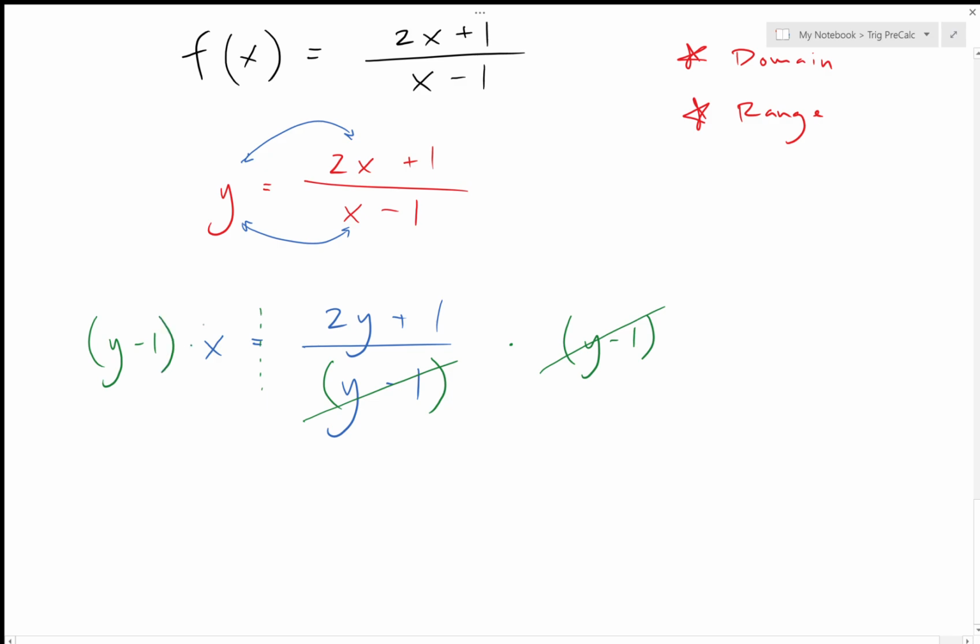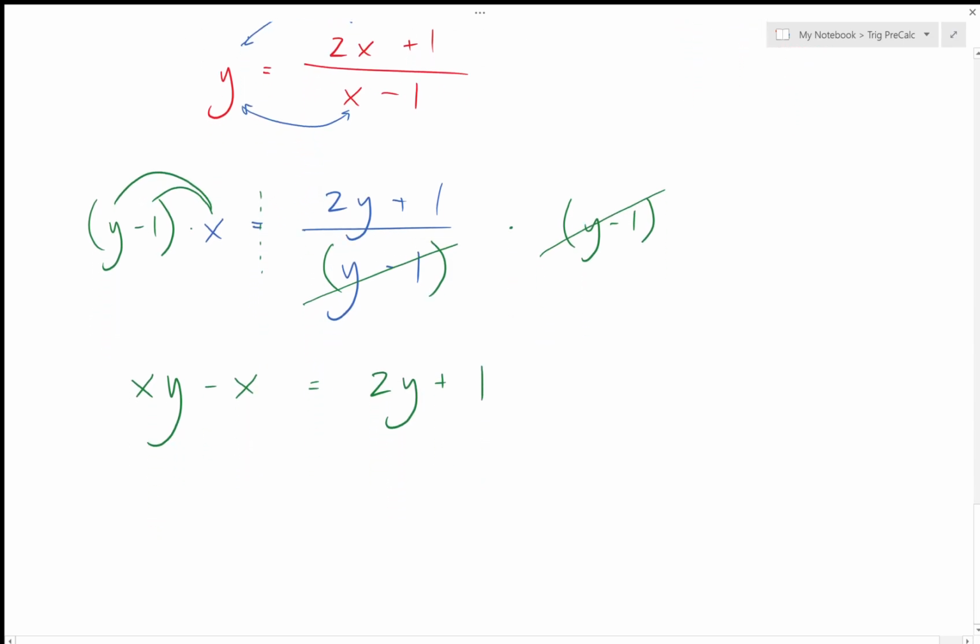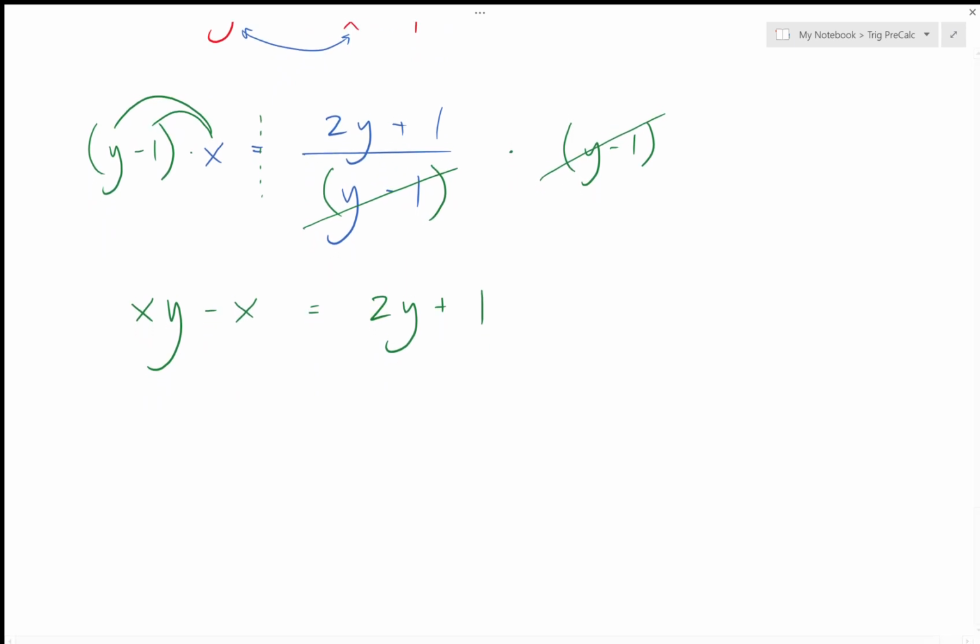So we multiply out this side. We get an xy, interesting, minus an x equals 2y plus 1. Eventually I do need to get all the y's together and all the other terms on the other side. So I'm going to go ahead and move this 1 first by subtracting it. Move it to the other side. It has no other like terms, so it's just going to move and sit over there. So xy minus x minus 1 equals 2y.